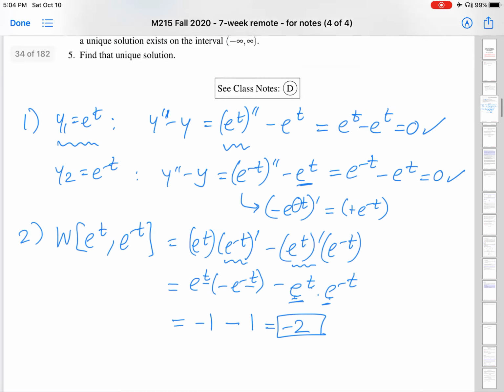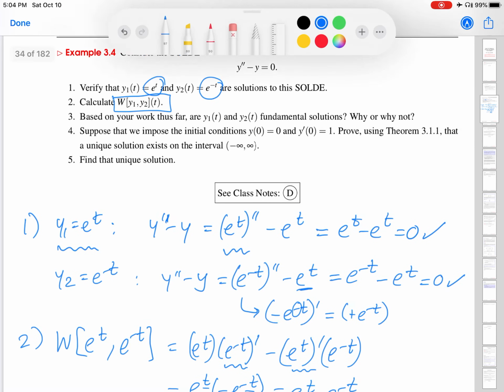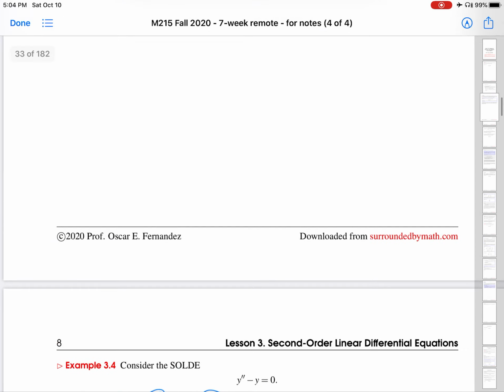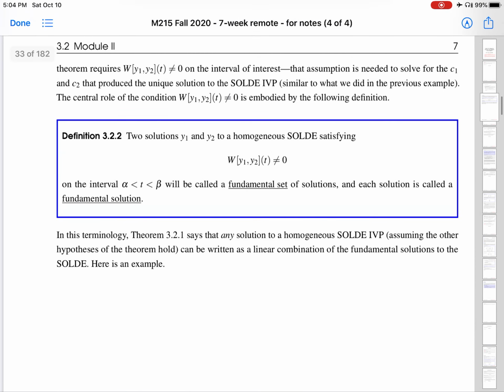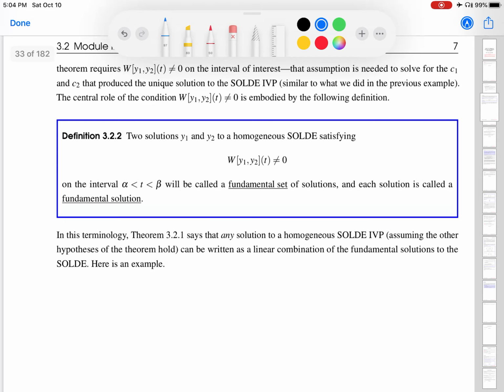Okay, so that's part 2, and then part 3 says, based on your work thus far, are y1 and y2 fundamental solutions? Why or why not? So let's scroll up a little bit, figure out what those fundamental solutions are. So that's in this definition. So fundamental solution. So what are they? Well, whenever solutions to a homogeneous equation satisfy non-zero Wronskian, they are called fundamental solutions.